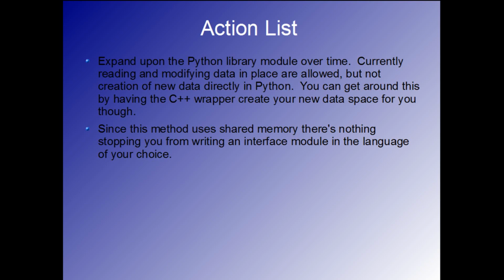So let's look at the action list involving this. We can expand upon the Python library module over time. Currently, reading and modifying data in place are allowed, but not creation of new data directly in Python. You can get around this currently by having the C++ wrapper create your new data space in advance for you. Also, right now the JSON is static, and maybe allowing the JSON to be modified could be nice, but that would be a lot of work, I think.